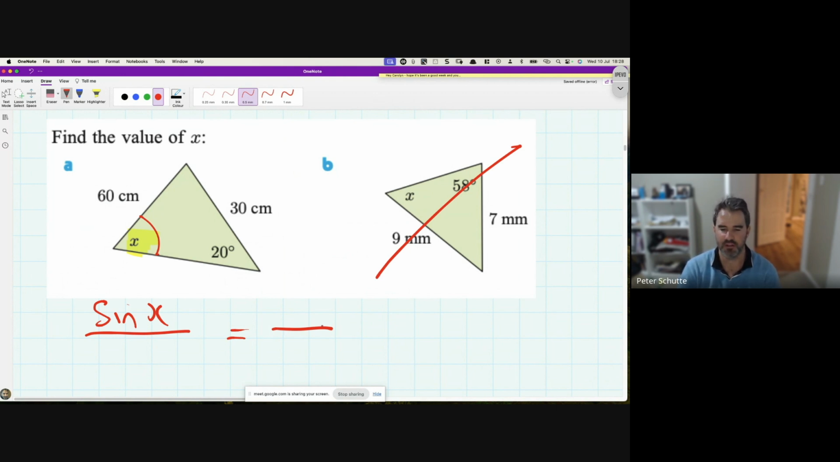Ask yourself, what do you think? What do you think goes where? And then once you've got your answer for X, I want you to put it in the chat. What are you getting for X?